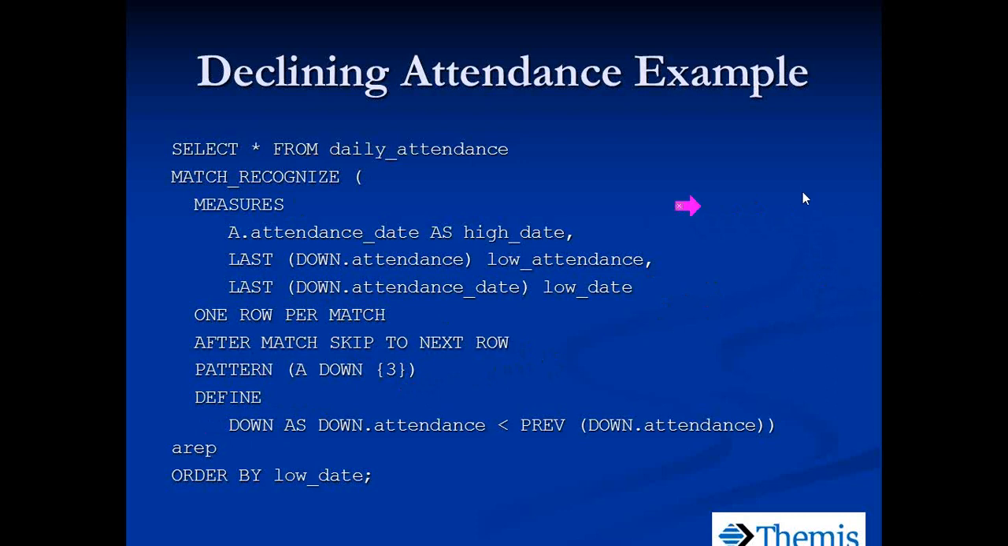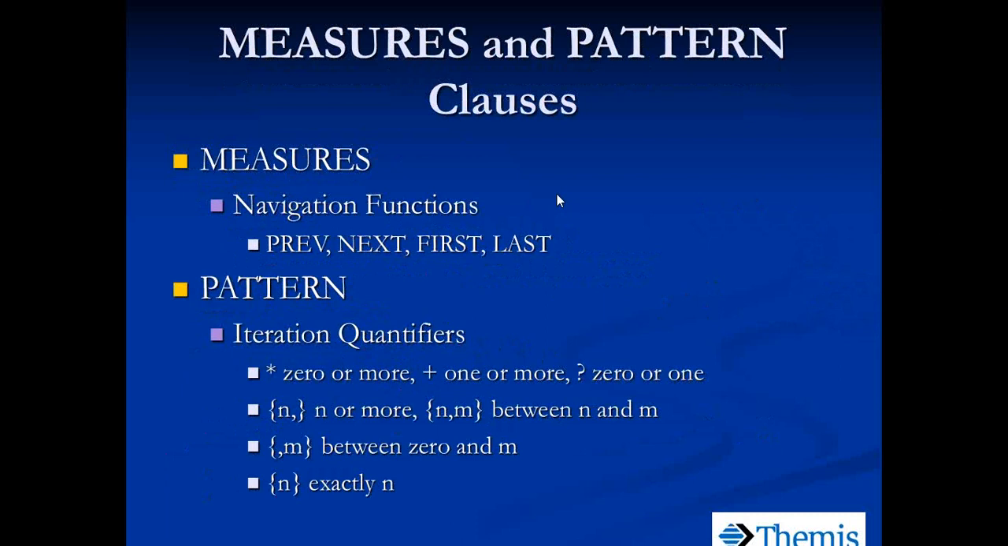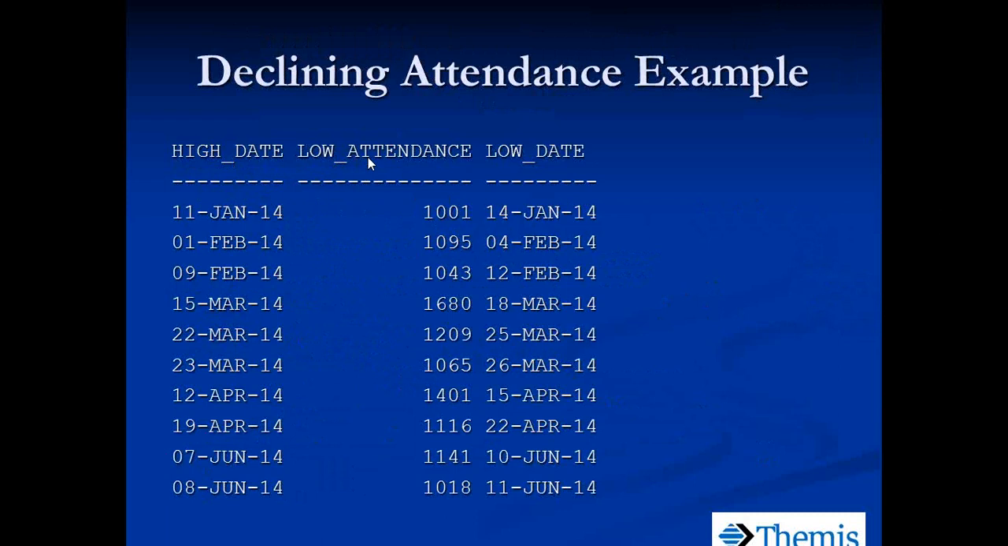All right, let me get rid of my arrow key here. Okay. The output's going to look like this. Remember, I selected the high date, the low date, and the low attendance. So as I went down three consecutive days of declining attendance, at the end of that 3 days, this right here, this 1001, that's my lowest attendance in those 3 days. And the January 14th is the date for that 1001.